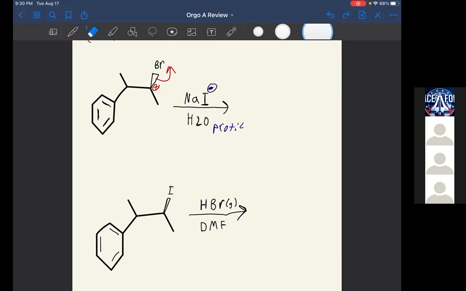So for the first one, I'll just draw out the actual mechanism so you guys understand. The mechanism behind this would be bromine leaves. I'm not going to draw step by step, but I'm going to show you what happens in real time. That would give you the secondary carbocation. Since this is SN1, a hydride shift would occur. It would move over to this location here.